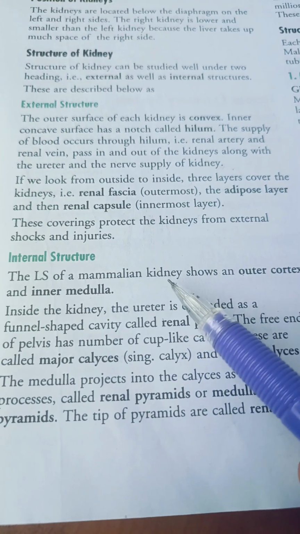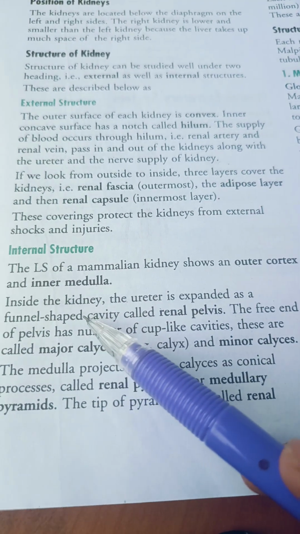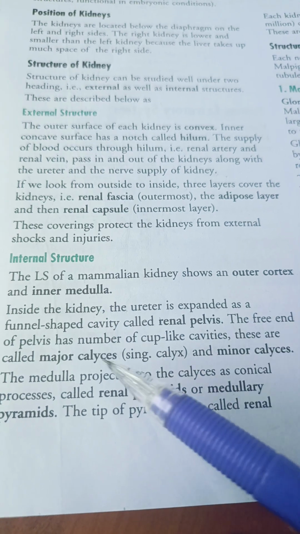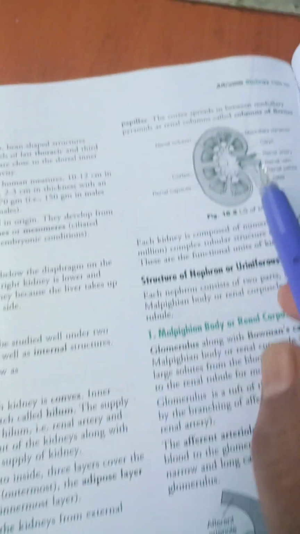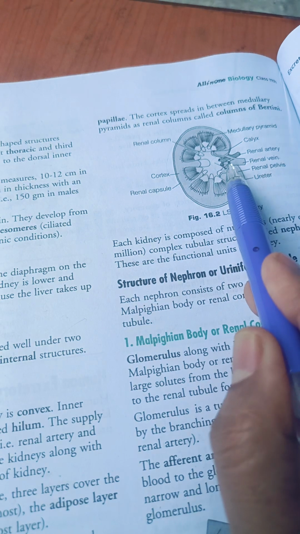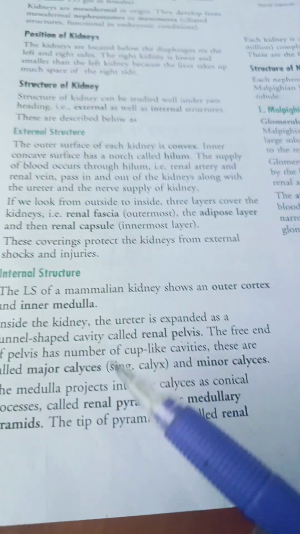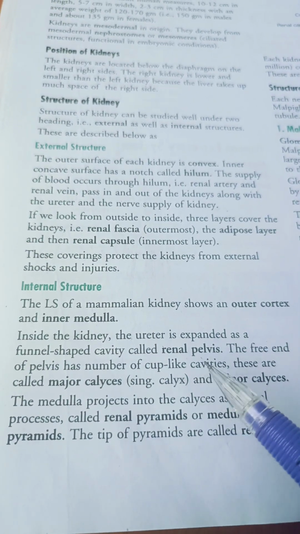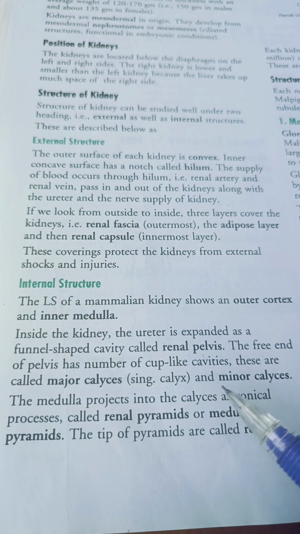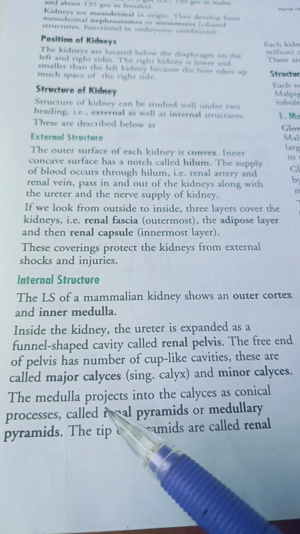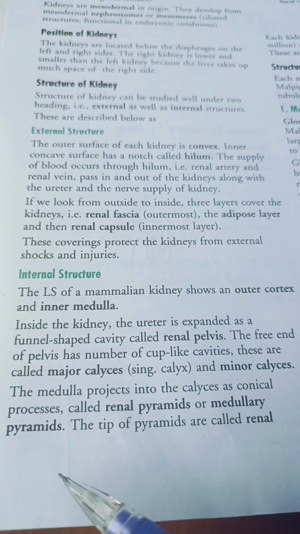The section of a mammalian kidney shows an outer cortex and an inner medulla. Inside the kidney, the ureter is expanded as a funnel-shaped cavity called the renal pelvis. See here, this is funnel-shaped. The free end of the pelvis has a number of cup-like cavities. These are called major calyxes, single calyx, and minor calyxes. The medulla projects into the calyxes as conical processes called renal pyramids or medullary pyramids.